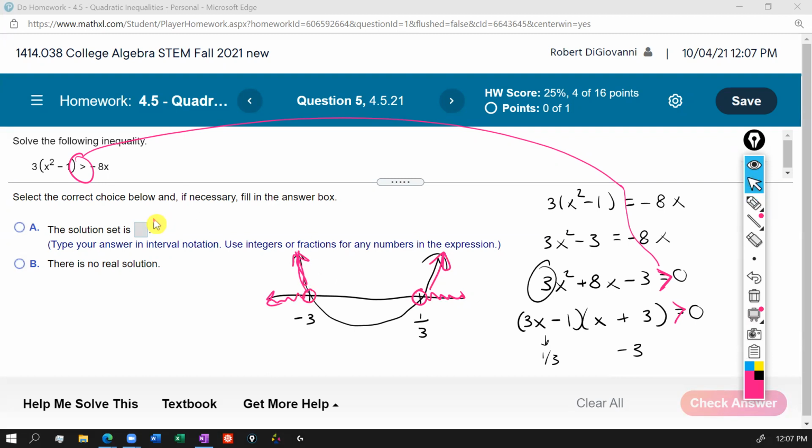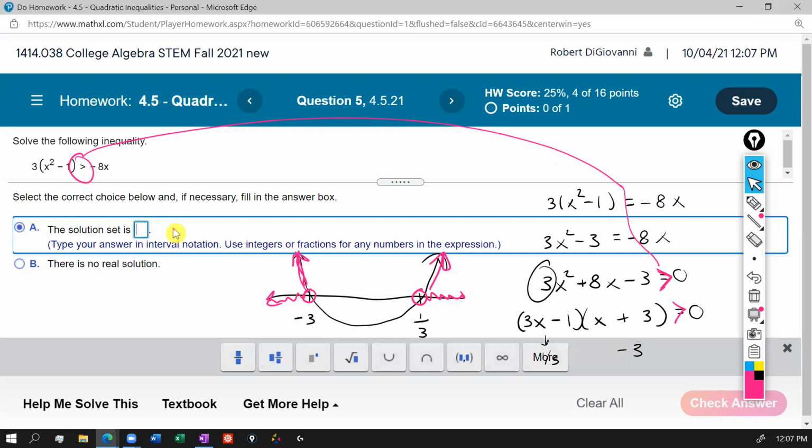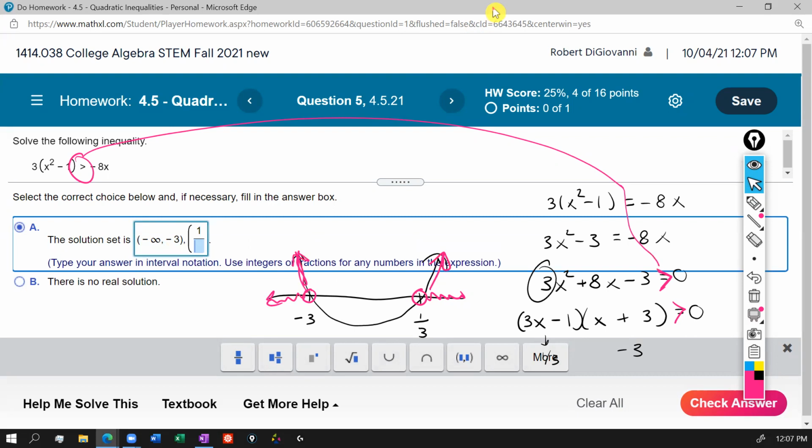So it should be everything from negative infinity to negative 3, comma, everything from 1/3 to infinity.